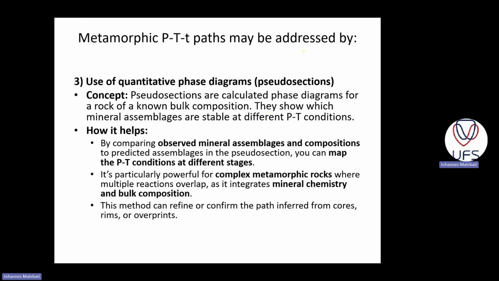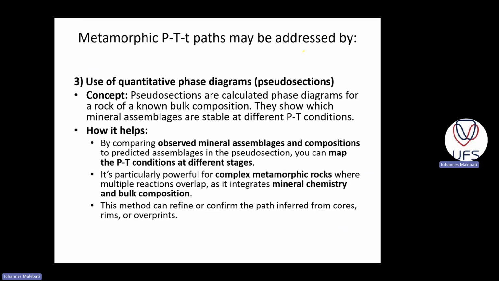And last but not least, the metamorphic path may be addressed by using quantitative phase diagrams, that is to say pseudosections, where pseudosections are calculated phase diagrams for a rock of a known bulk composition. So they show which mineral assemblages are stable at different pressure temperature conditions. By comparing observed mineral assemblages and compositions to predicted assemblages in the pseudosection, you can map the pressure temperature conditions in different stages.